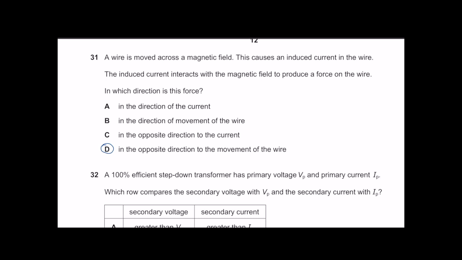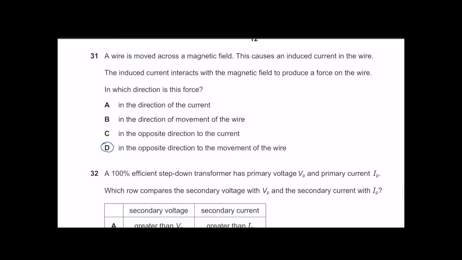And you will be surprised that it will be in the opposite direction of the motion of the wire. This is what we call Lenz's law. So keep in mind, any current produced in a generator will produce a force opposite to the direction of the motion of the coil rotation in the generator, right? That's why the efficiency of any generator cannot reach 100%. Anyway, that was question 31, and the answer is D.